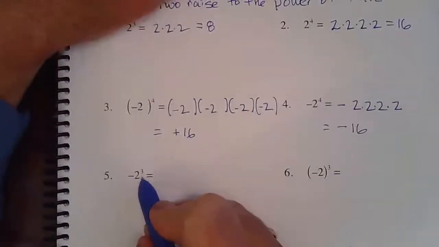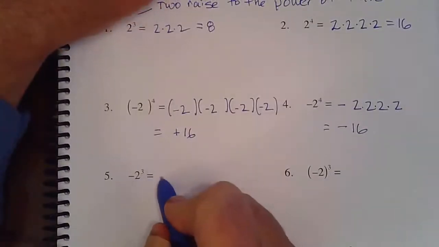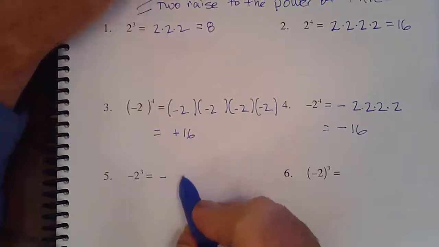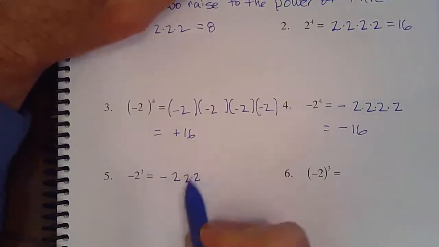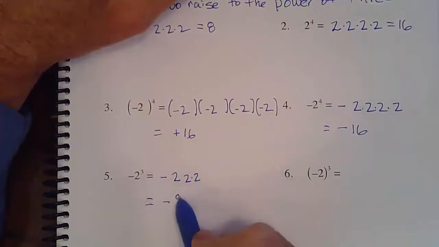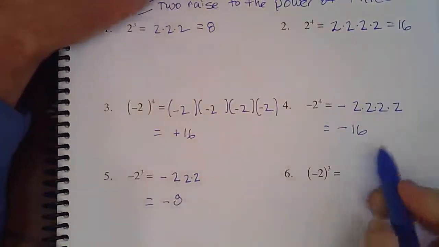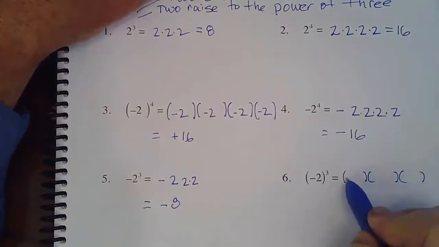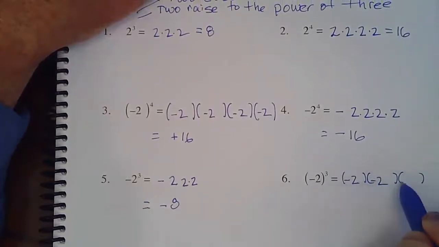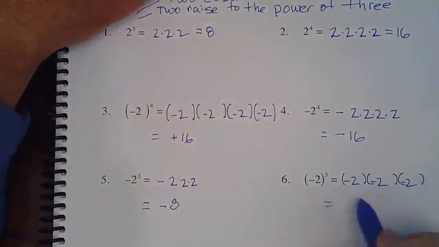Okay, this one here, again, the 3 is not on the negative, so leave it here with just a negative, but then there's 1, 2, 3, 3 2's, negative 8. And here, to write this out correctly, you would write down 3 parentheses, 3 negatives, still a negative, and that's negative 8.